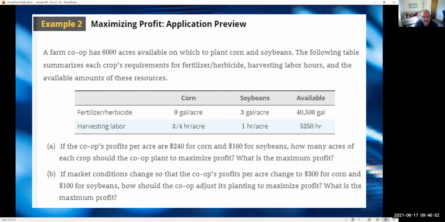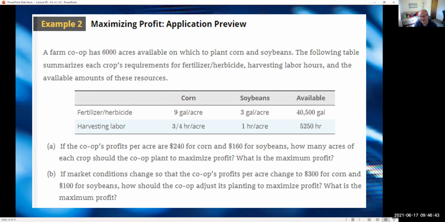Let's see. It says that when it comes to fertilizer and herbicide, I need 9 gallons per acre of corn that I'm planting. And I also need 3 gallons per acre of soybeans that I'm planting. That's how many gallons of fertilizer herbicide I need for corn and for soybeans per acre. And by the way, in my shed, I have 40,500 gallons of the stuff. Okay. Next, harvesting labor. For harvesting labor, when I have people working for me, it'll take them about 3/4 of an hour to harvest 1 acre of corn. It'll take them 1 hour to harvest 1 acre of soybeans.